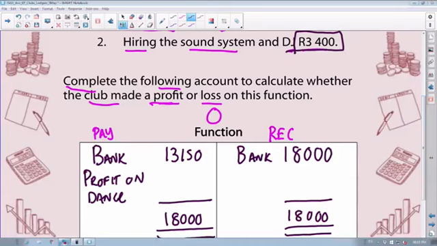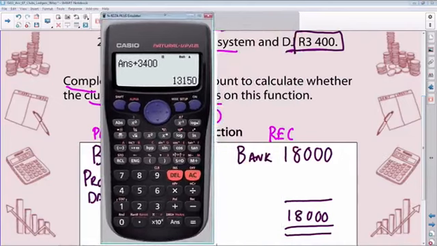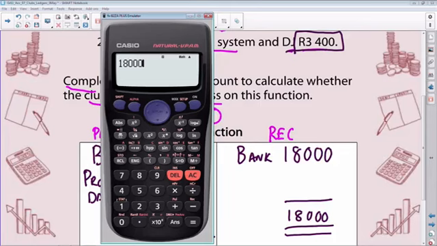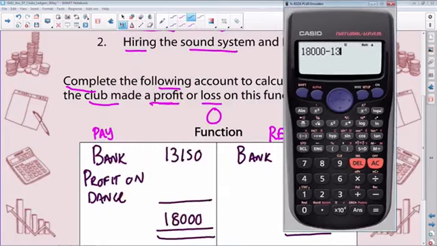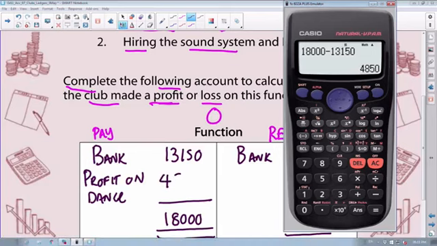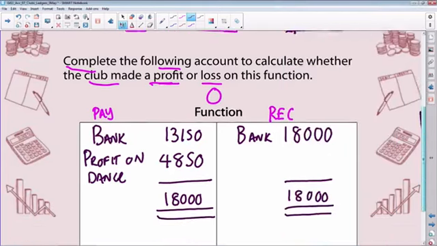Okay, and let's get the calculator out. So our profit would be an amount of, okay, so let's just clear that. So 18,000 is what we received minus 13,150, and we've made a profit of 4,850. Okay, now remember guys, I am debiting functions with 4,850, which means I would then have to credit.